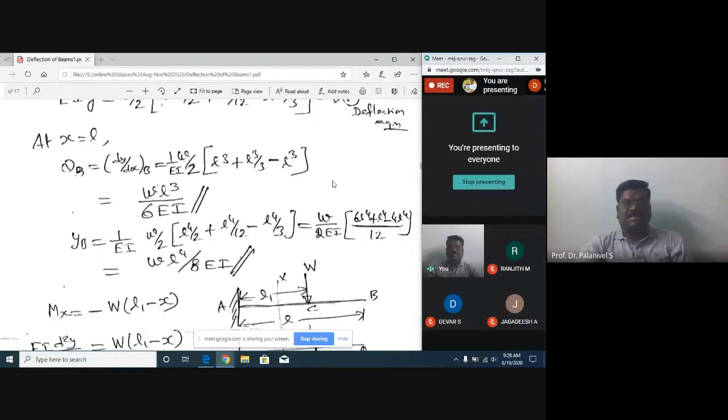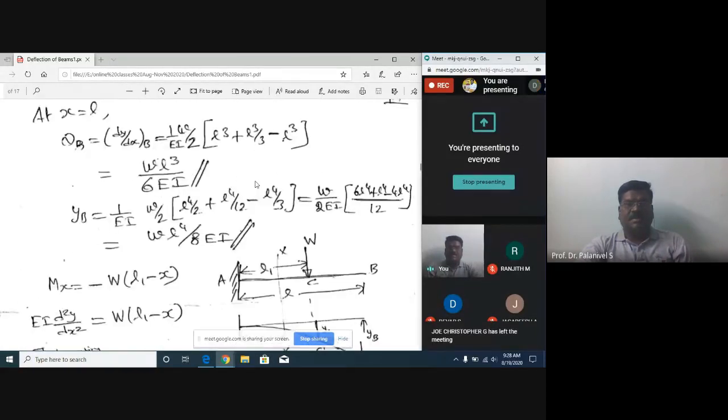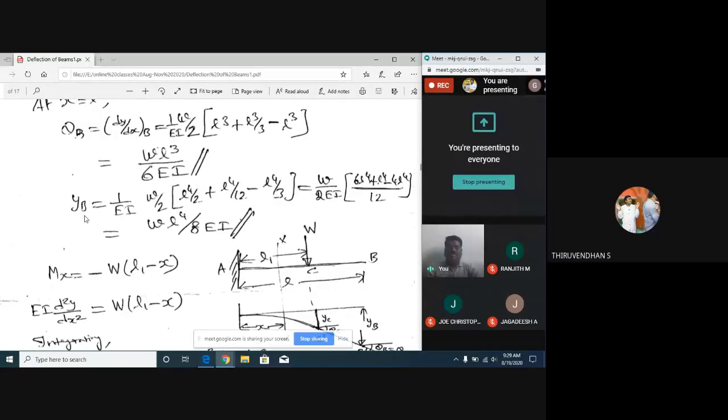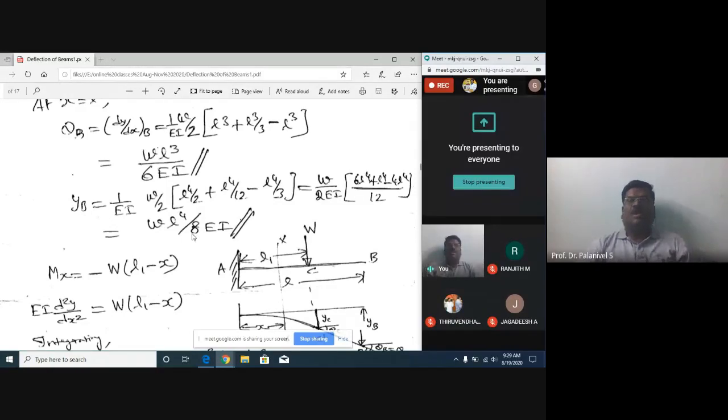Please remember, just see this. You substitute x is equal to L in this expression in order to determine the deflection at the free end, at point B. yB, the deflection at the free end, is equal to this much. Okay, you should not forget this.